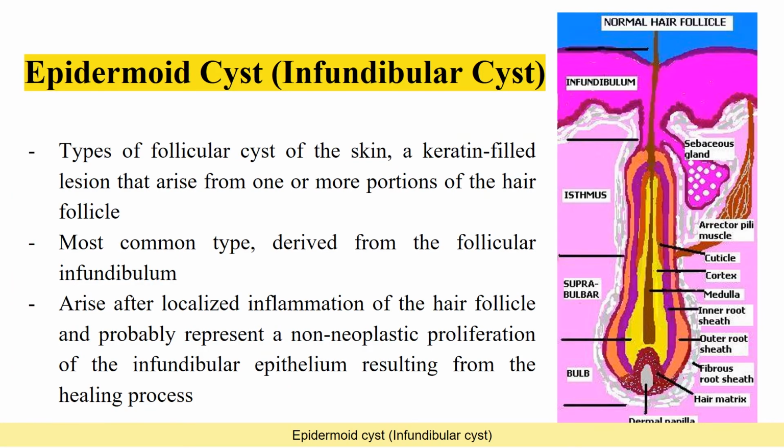Moving on to the epidermoid cyst, which can also be known as infundibular cyst, it is the most common type of follicular cyst of the skin. It is a type of keratin-filled lesion that arises from one or more portions of the hair follicle, and in this case, it is derived from the follicular infundibulum. It can arise after a localized inflammation of the hair follicle and probably represents a non-neoplastic proliferation of the infundibular epithelium resulting from the healing process.